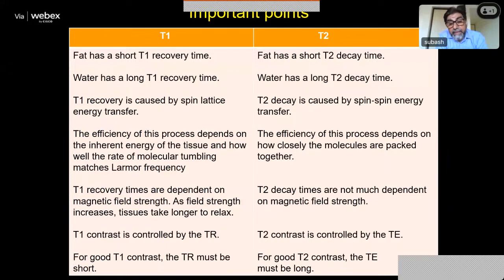T1 contrast is controlled by the TR. T2 contrast is controlled by TE. These are terms which I have not discussed yet, but because of the previous lectures, you may be aware what TR and TE are. We'll come into detail when we have subsequent talks on imaging. For good T1 contrast, TR must be short, and for good T2 contrast, TE must be long. I will tell you this again next time, why this characterization is done by choosing the appropriate times of acquisition of the parameters or the images to produce a certain sort of contrast.